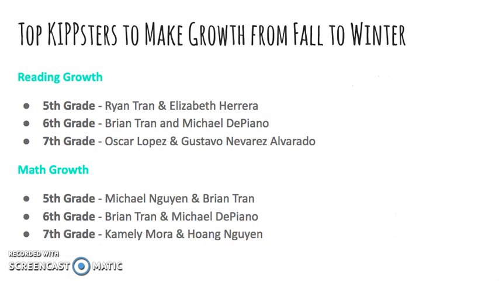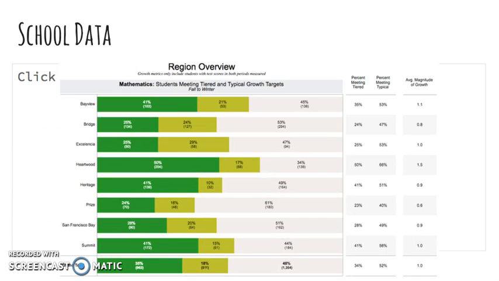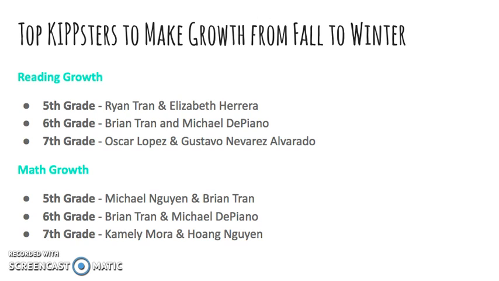Now, here are, I should have done a drum roll. Here are our top Kipsters across our school who made the most growth from fall to winter. So think about your fall score and then think about your winter score. Here's the drum roll. Top Kipsters to make growth from fall to winter.